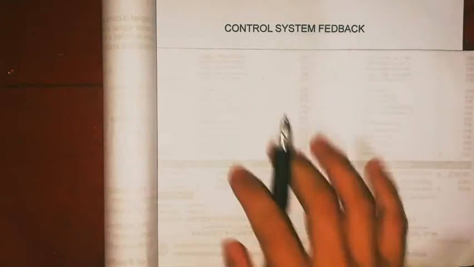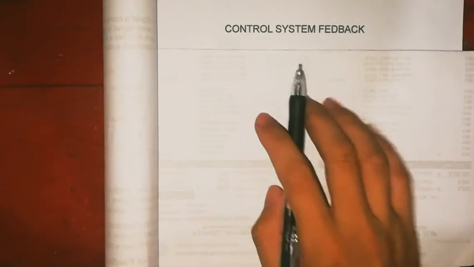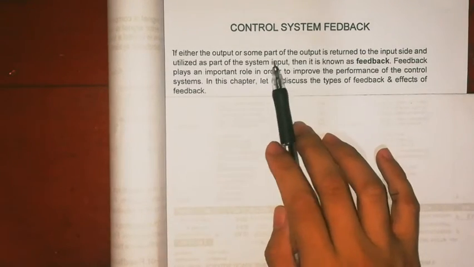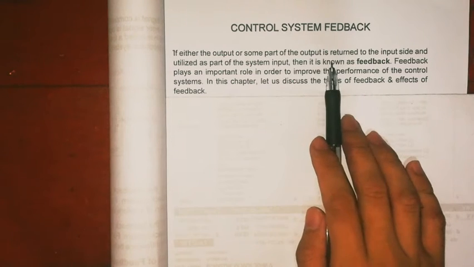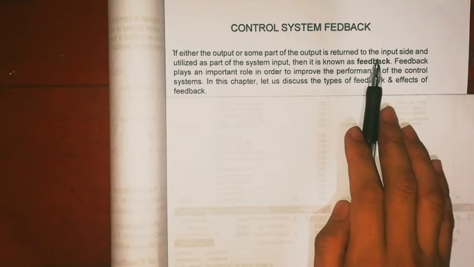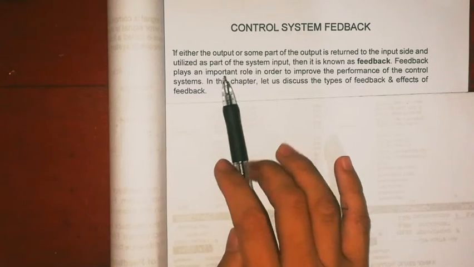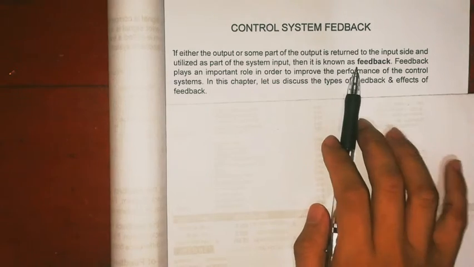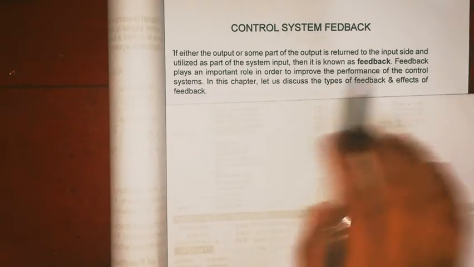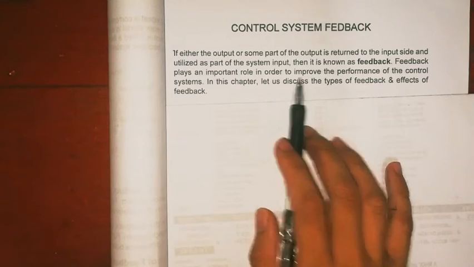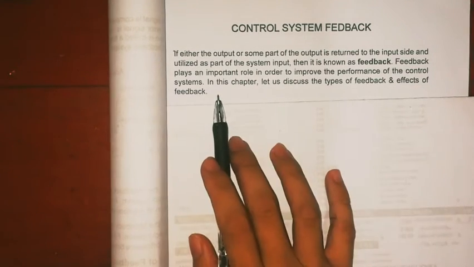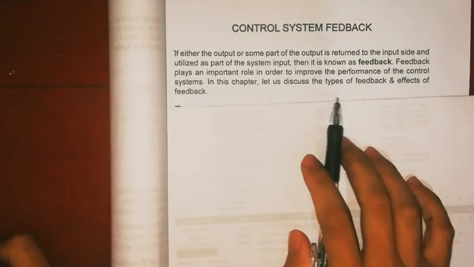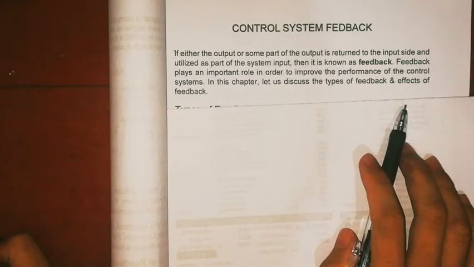Next topic natin is about control system feedback. If either the output or some part of the output is returned to the input side and utilized as part of the system input, then it is known as feedback. Feedback plays an important role in order to improve the performance of the control system. In this chapter, let us discuss the types of feedback and effect of feedback.